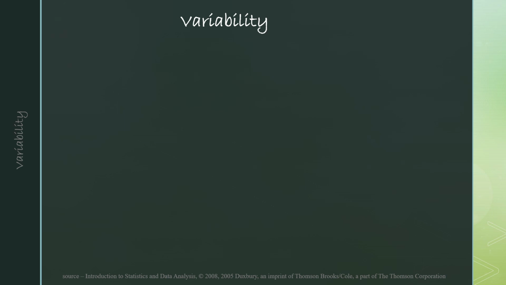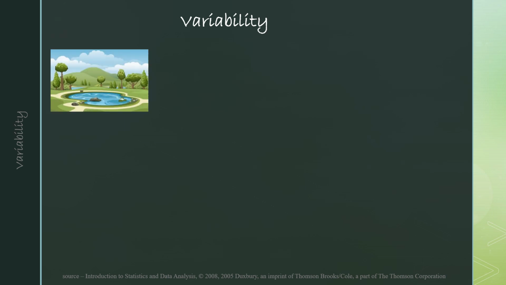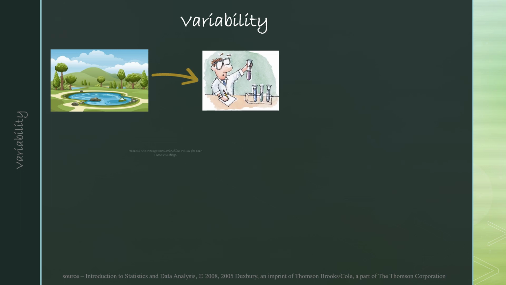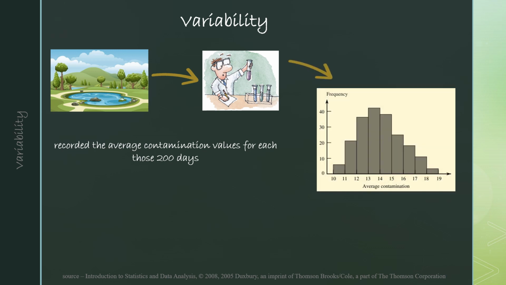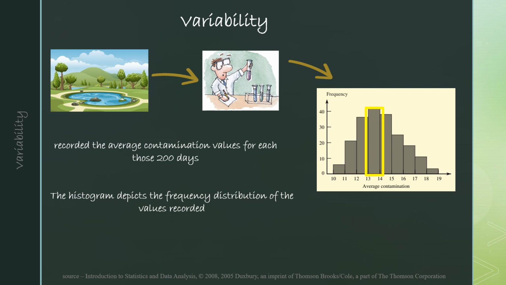Let's illustrate the variability and its significance in statistics with an example. Let's take the case of a lake in a locality whose water quality is periodically tested by the local administrative body. The body has tested the quality of water for 200 consecutive days and recorded the average contamination values for each of those 200 days. The histogram depicts the frequency distribution of the values recorded. For example, the number of days the contamination recorded were between values 13 and 14 or over 40.